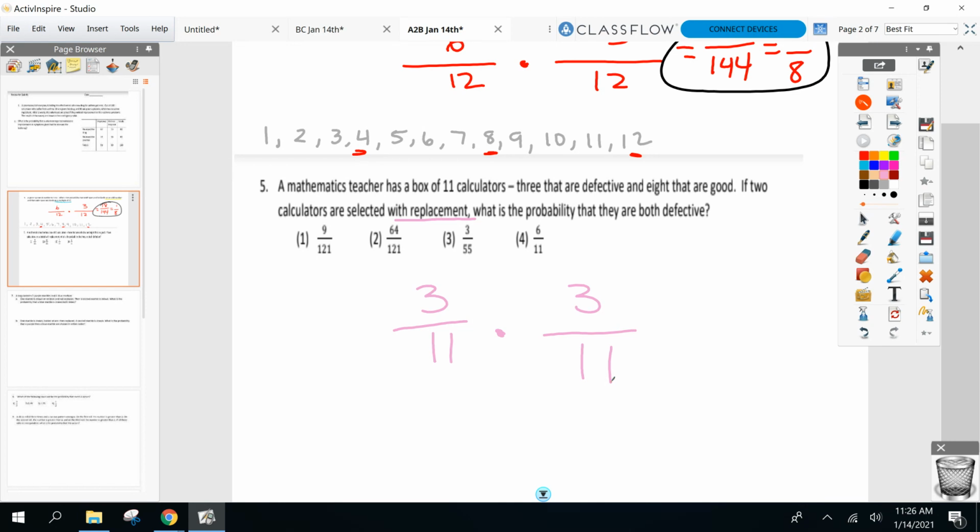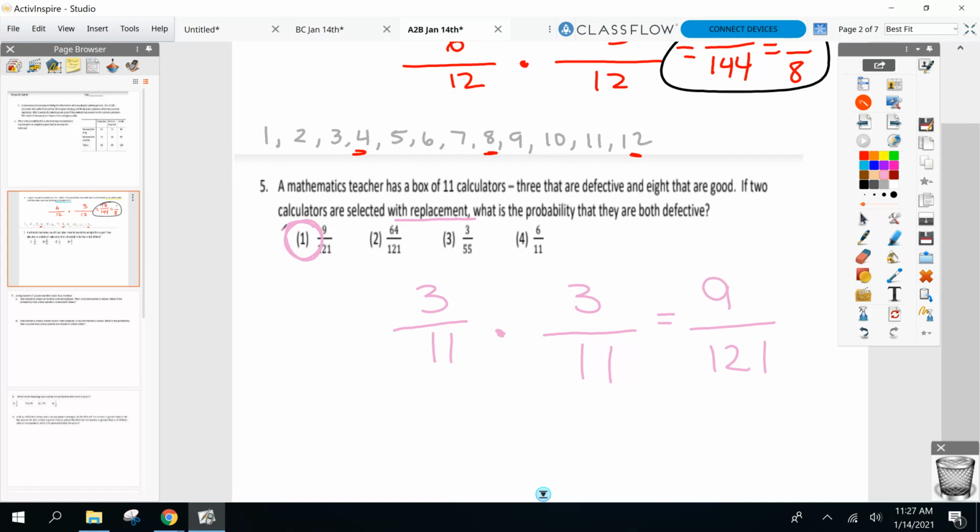When you guys see with replacement, that means everything gets put back in after the first try. So 3 out of 11, 3 out of 11, top times top, bottom times bottom, 9 out of 121. And just a heads up, you couldn't reduce 9 out of 121. You cannot reduce it, but sometimes in a multiple choice question, the reduced answer is there instead of the one that you got first. All right, so just a heads up on that. If you don't see your answer, the reduced answer is probably there.